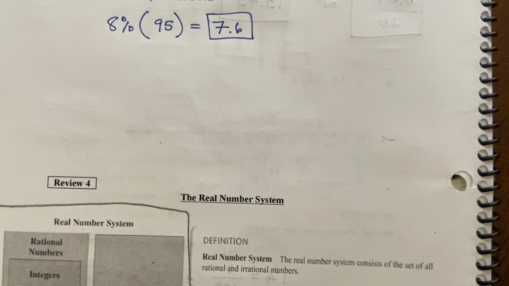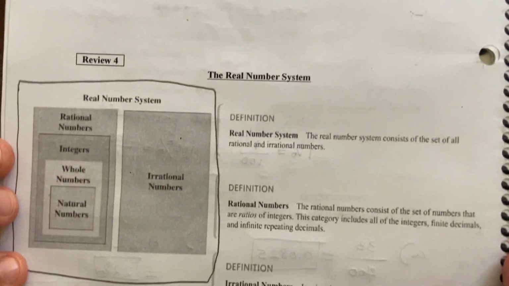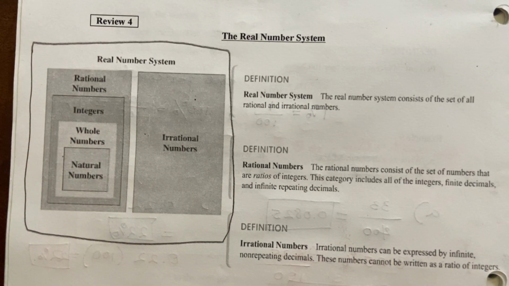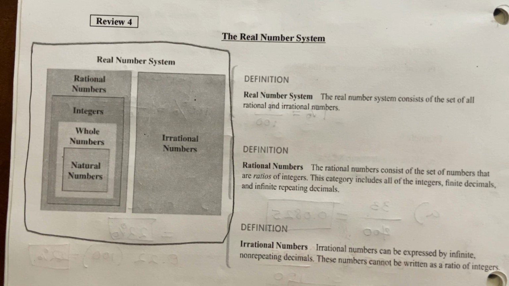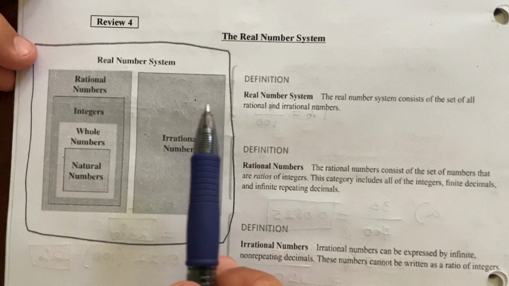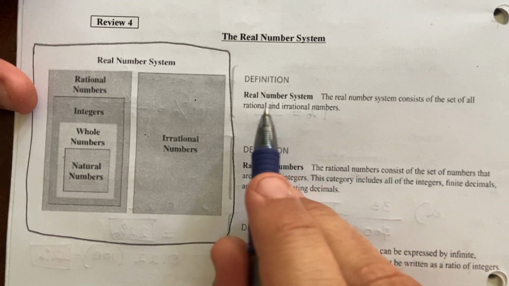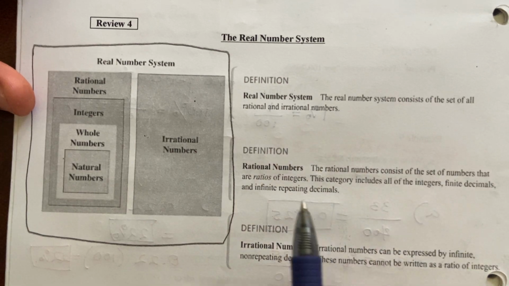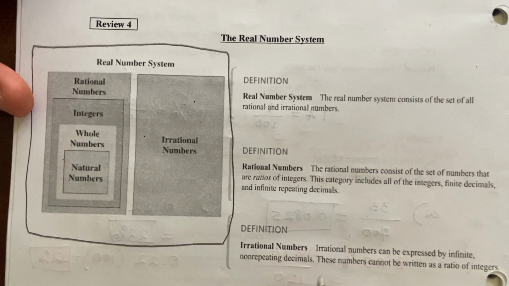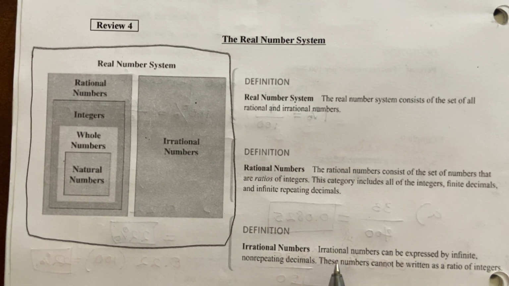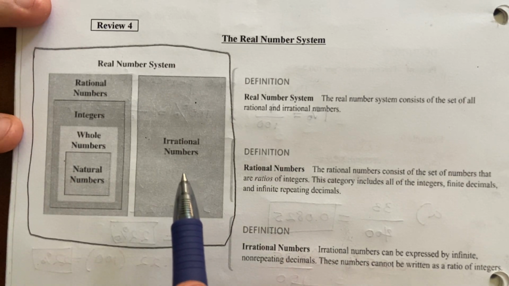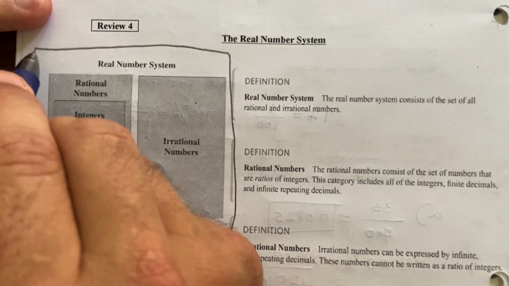So on to review 4. Yeah, we have this number system. We've talked a bit about the rational numbers, the integers, the whole numbers. So yeah, we have these sets basically. So just to remind ourselves, the real number system, the rational numbers, and then we have the irrational numbers. So the most general set is actually the real number system.